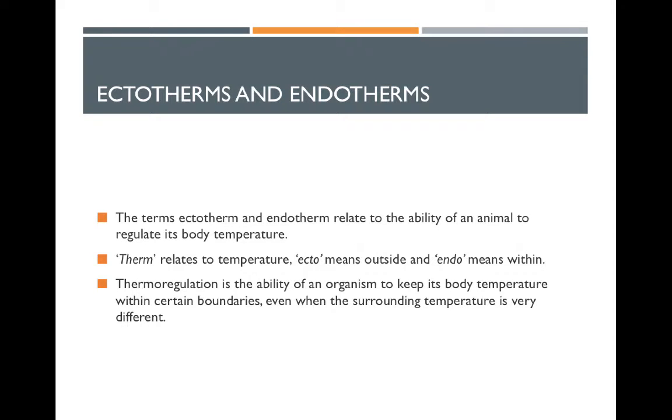So, few key words, you may or may not have heard of these before. The terms ectotherm and endotherm relate to the ability of an animal to control its own body temperature. So therm, as we know, is to do with temperature. Ecto means outside. Endo means inside, okay? And thermoregulation is basically the ability of an organism to maintain its own body temperature within certain levels, even when the outside temperature is very different.